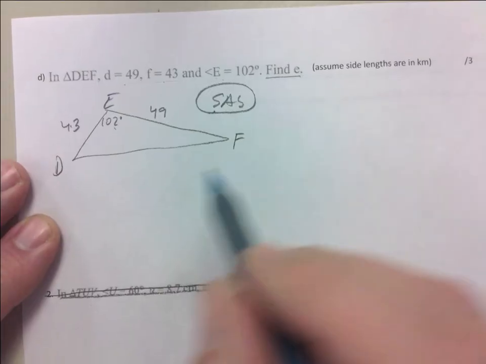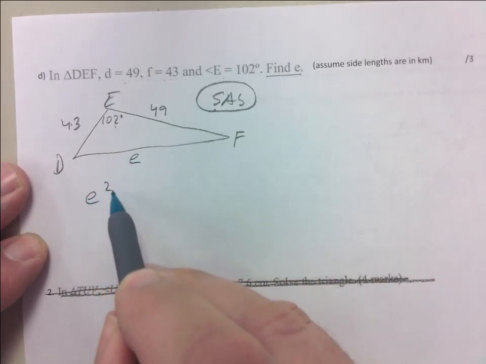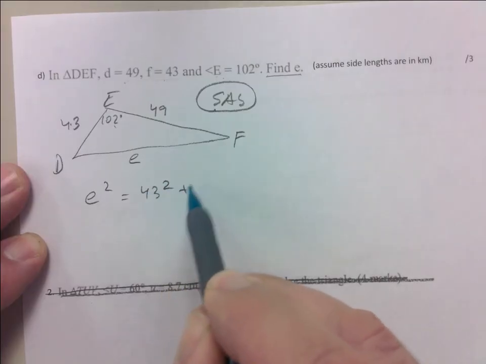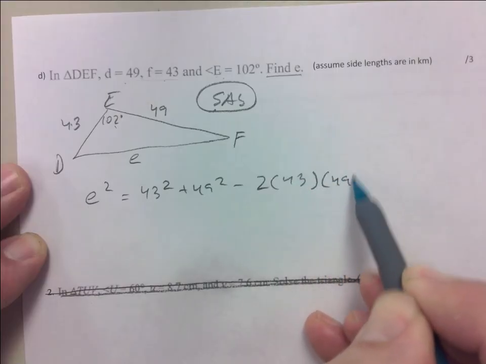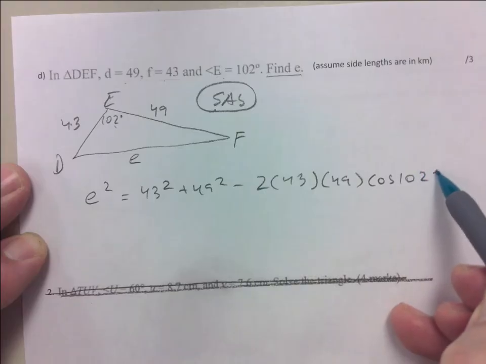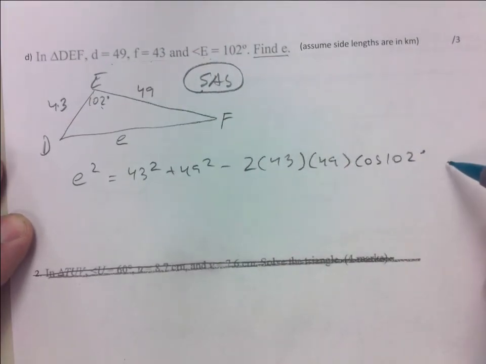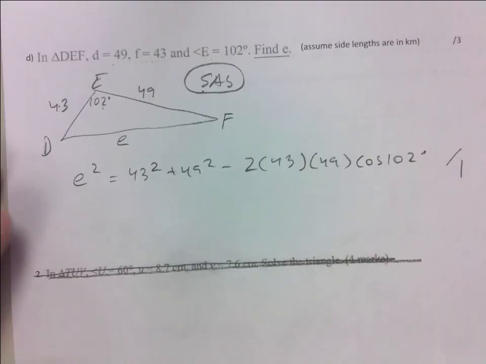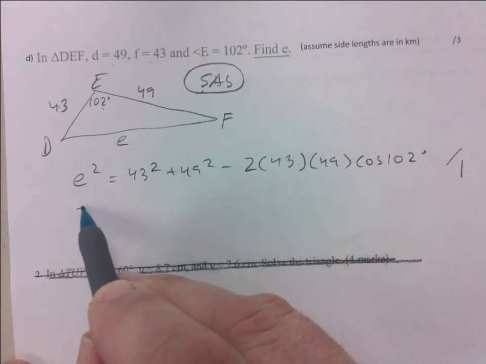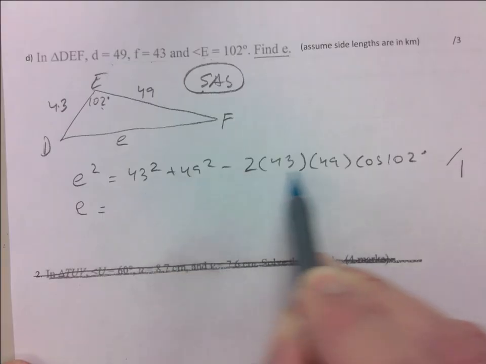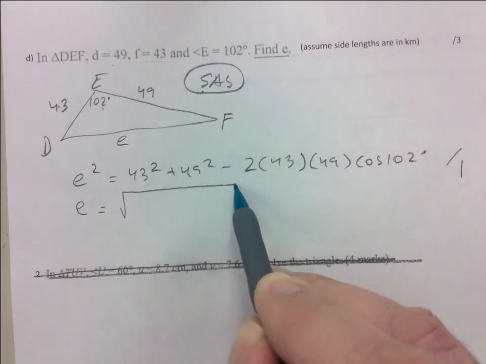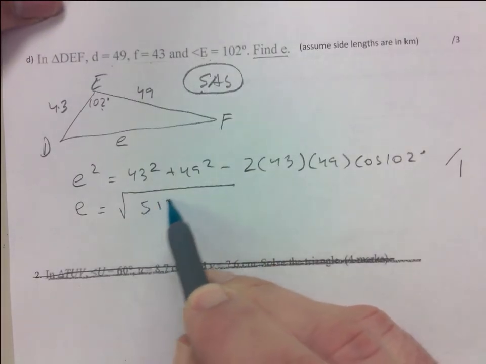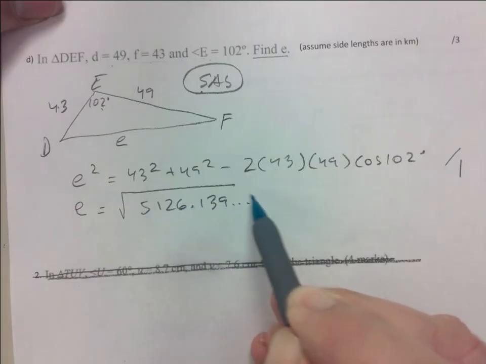So this is side angle side, right? So that's cosine law. So to solve side E, I gotta go E squared is equal to 43 squared plus 49 squared minus 2 times 43 times 49 times cosine of 102. So you get a mark for that. And then the next line would be E is equal to, if you type all of this into your calculator in one entry, you get 5,126.139, and that keeps going.